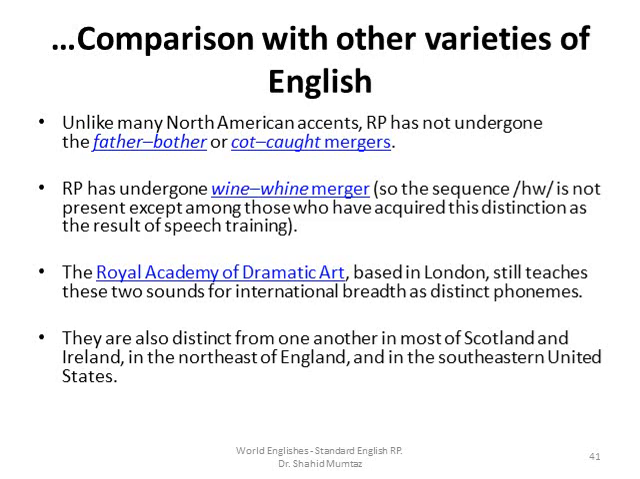The Royal Academy of Dramatic Art, based in London, still teaches these two sounds as distinct phonemes. They are also distinct from one another in most of Scotland and Ireland, in the northeast of England, and in the southeastern United States.